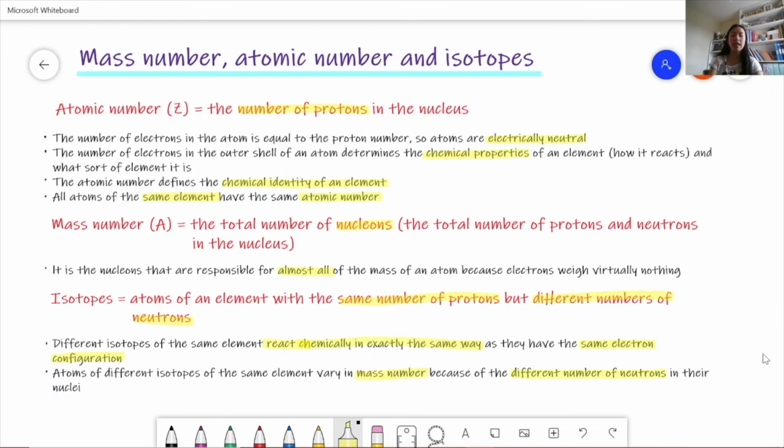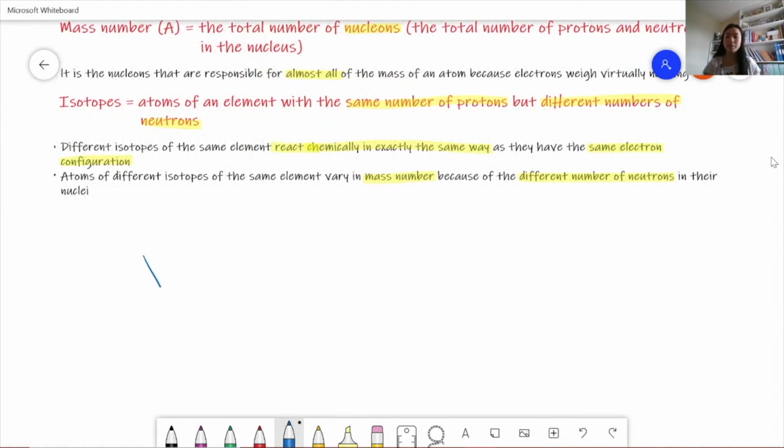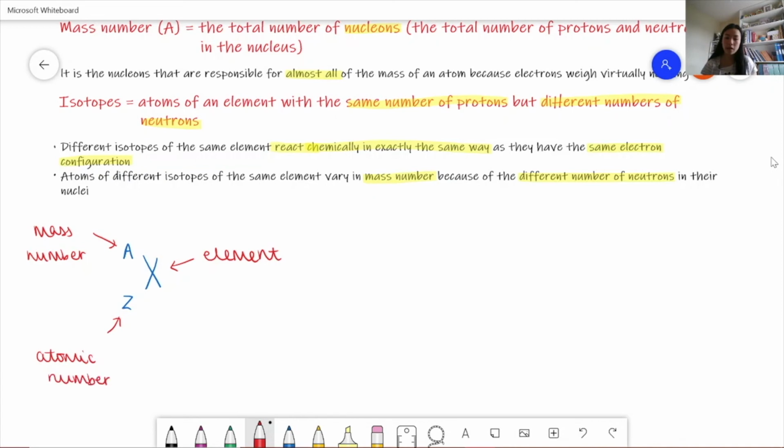So for example, if we looked at a general element, so if we called this general element X, what we would have would be A at the top and then Z at the bottom. So X is the element, and then we have A as the mass number, and then Z here as the atomic or the proton number. So this is how they're set out in periodic tables.